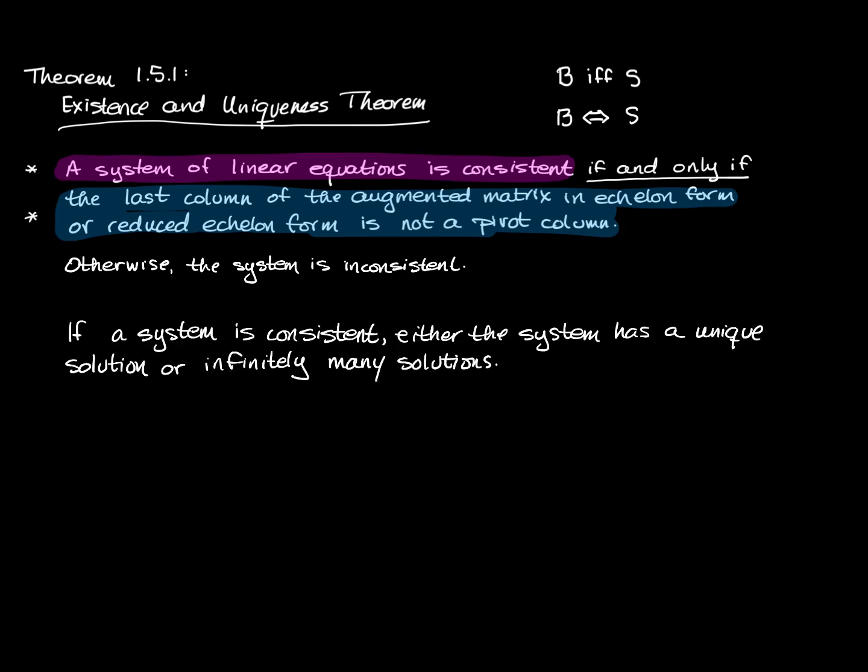Okay, so now that we've determined how to tell whether a system is consistent or inconsistent, basically it has a non-pivot column in the last column.